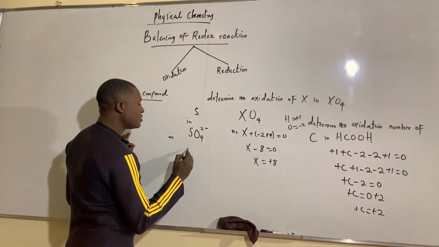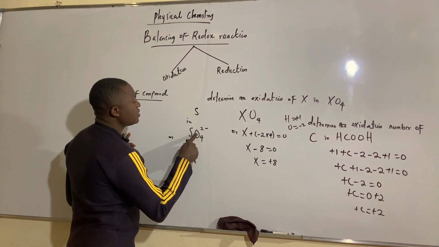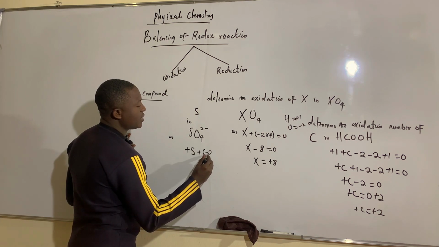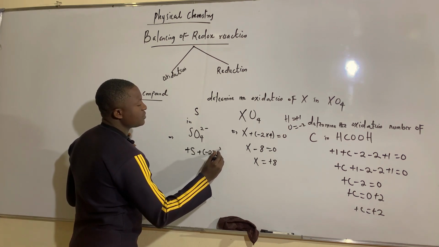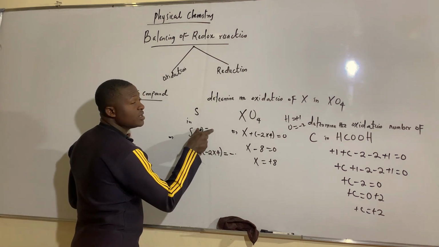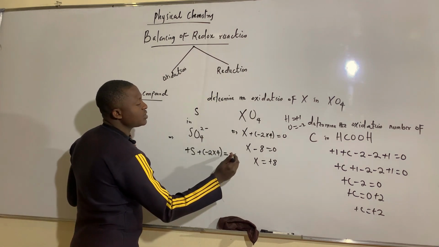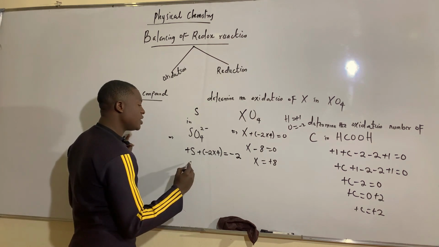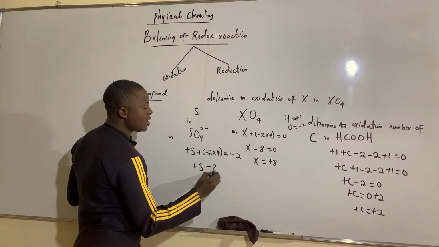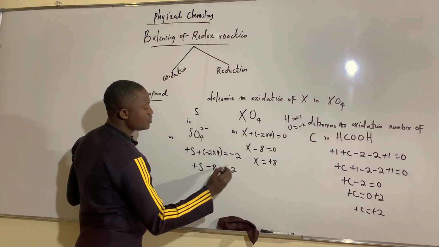So I'll go with that. That's going to be plus X. Oxygen is minus 2, so minus 2 times 4 is equal to oxygen. Sorry, what we have is, as the power, minus 2. That's going to be equal to minus 2. So here we have plus X minus 2 times 4, and we have minus 8 is equal to minus 2.